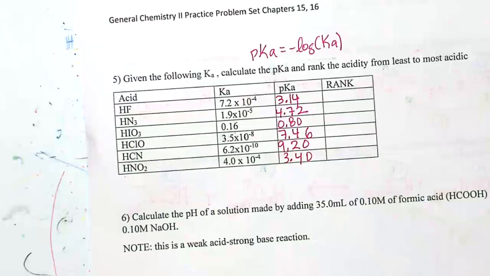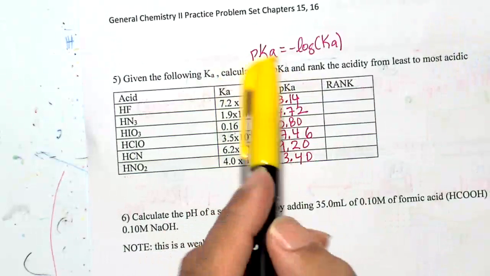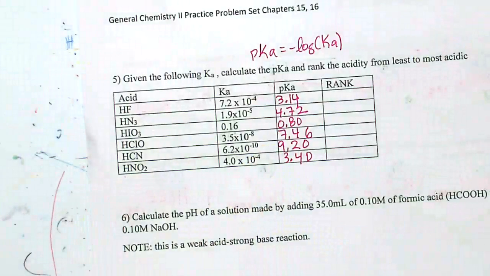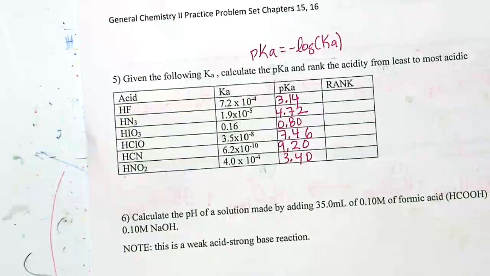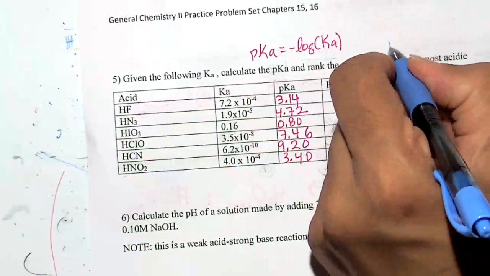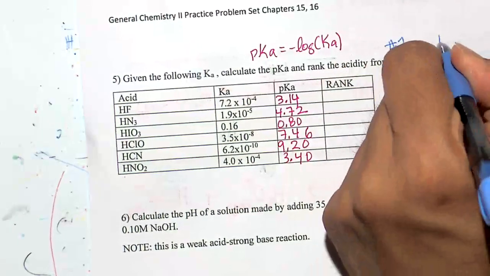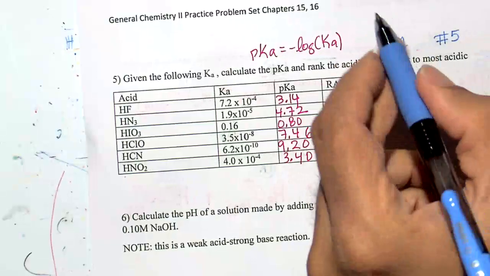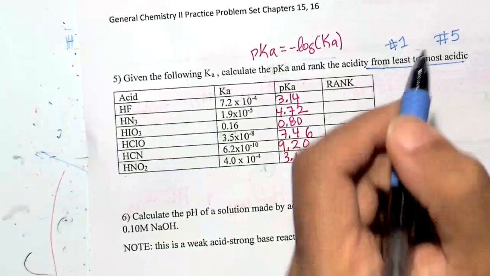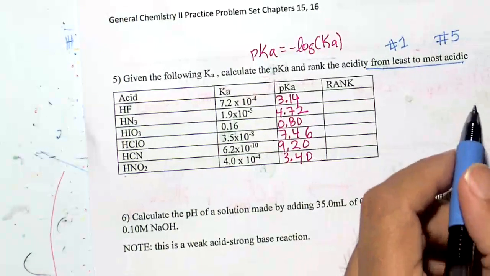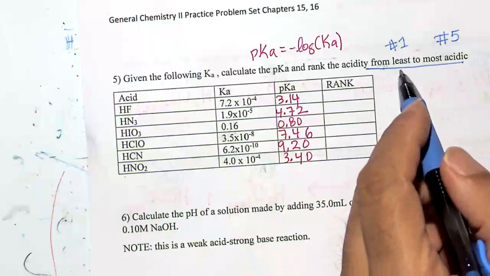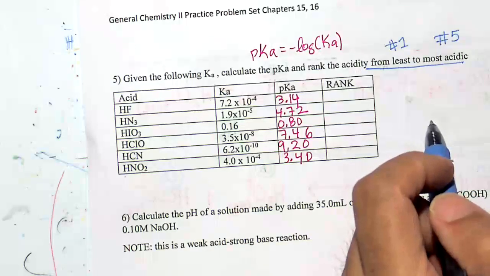All right, so what does the ranking of this mean? You have to do minus the log of all these numbers to get pKa. And then the rank. We will rank the least acidic as number 1 and the most acidic as number 5, least to most. All right, so what would be the least acidic?